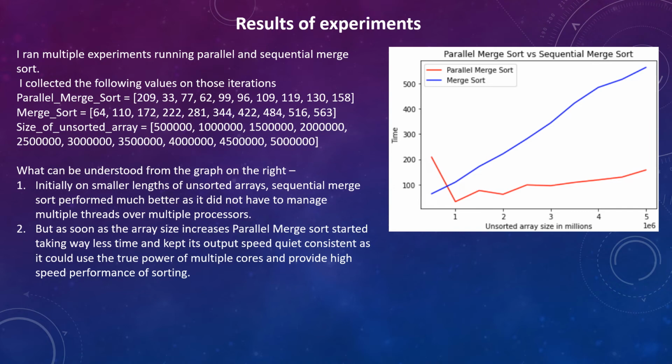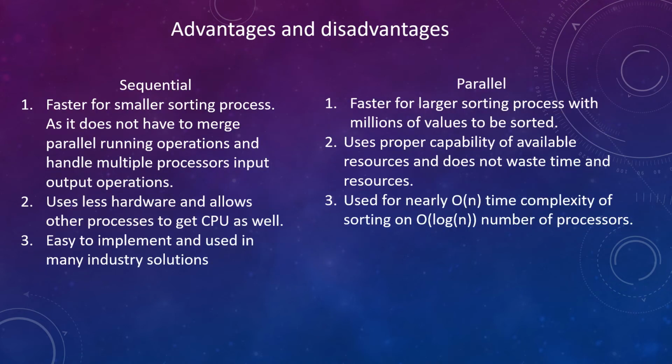Now let's go ahead and see some other stuff. What are the advantages and disadvantages at a peak? The advantage of sequential versus parallel sorting for merge sort, at least, is that sequential is faster for smaller sorting processes, as it does not have to merge parallel running operations and handle multiple processor input-output operations. As it is not handling so much overhead of multiple threads running around, it does not have to care about running all the operations and syncing them together later on, and that is why it is faster.